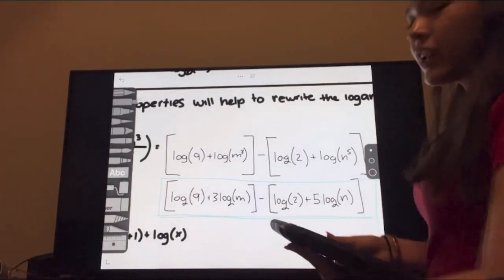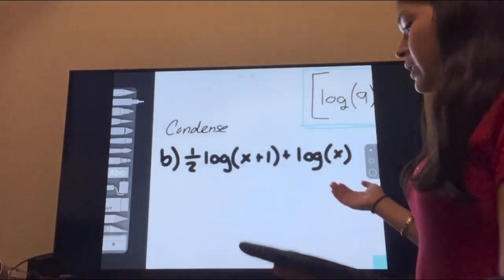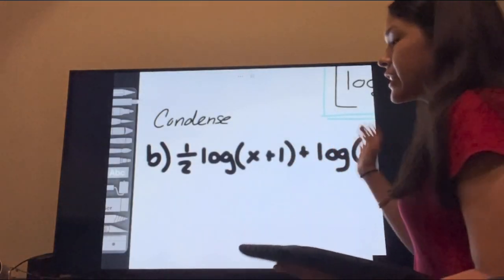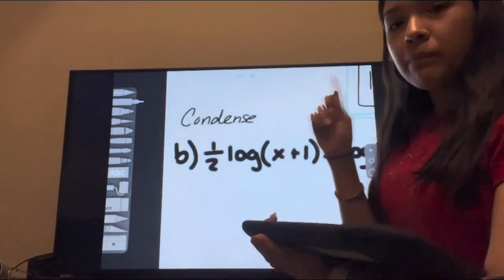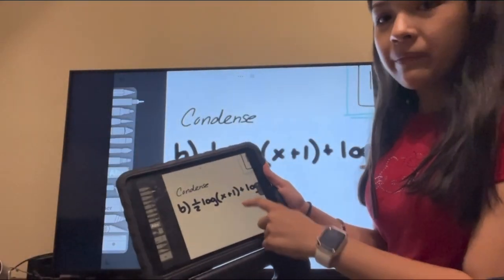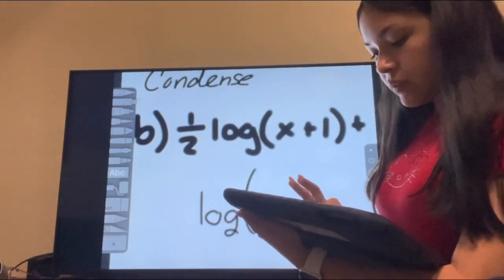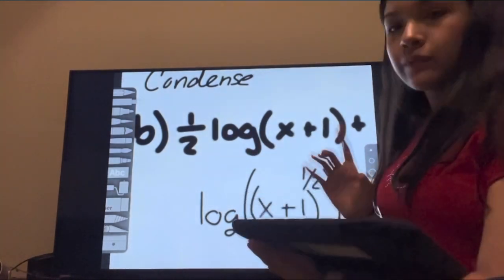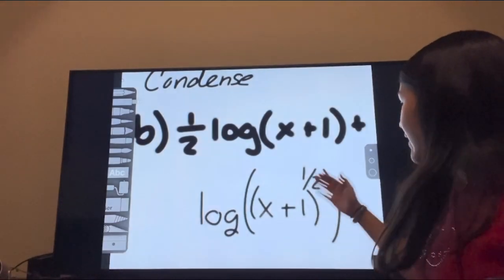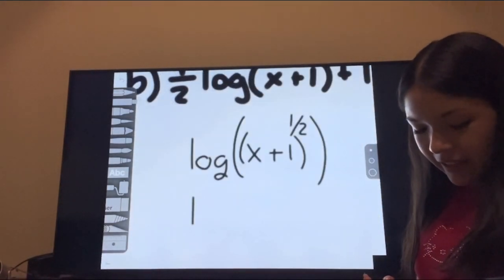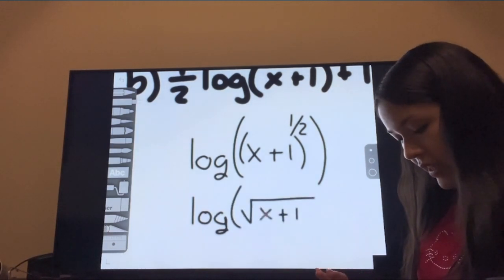Yay! So now we're going to condense the following logarithm expression. Now, for this, according to our power rule here, 1/2 is our power for x plus 1. So we can rewrite it like logarithm of x plus 1 to the 1/2. But if you're a genius, you will know that this is equal to this.